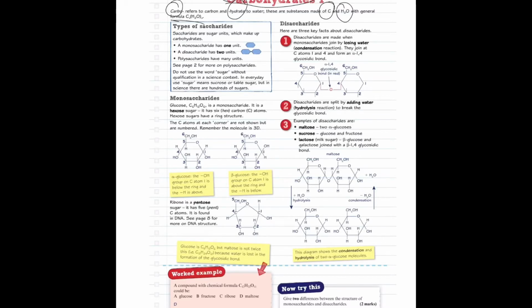So we've got types of saccharides, which are sugar units. Saccharides refers to sugar units, and they make up the carbohydrates. A monosaccharide has 1 unit, a disaccharide has 2 units, and polysaccharides have many units. Do not use the word sugar in the exam, because sugar just means everyday sugar.